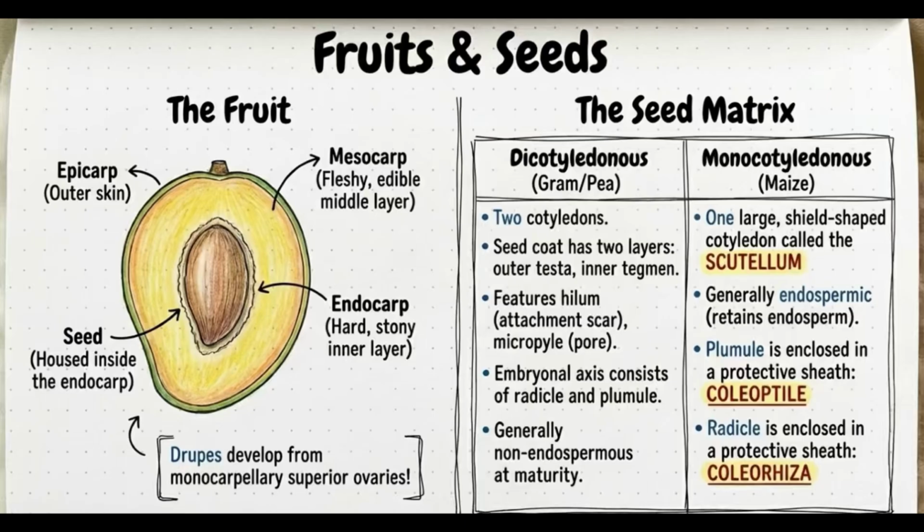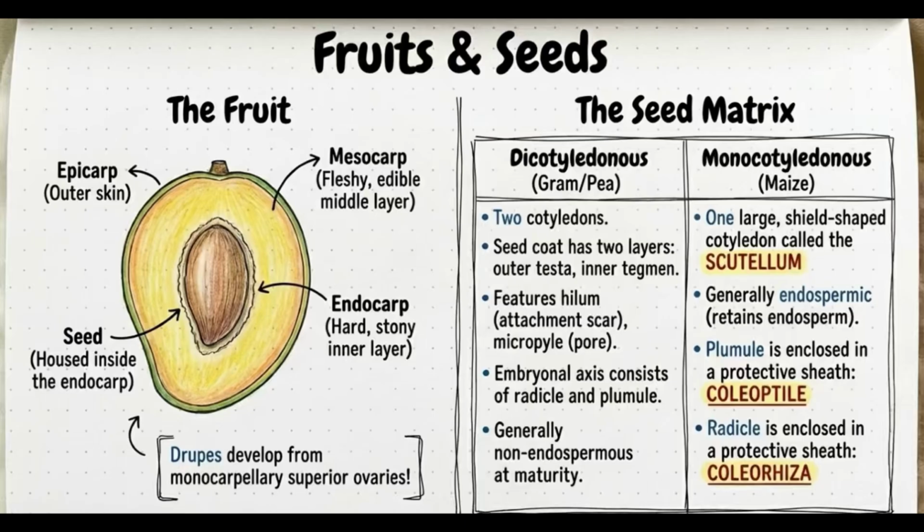But monocot seeds, like maize or corn, play by different rules. They don't absorb all their food into the leaf. They are endospermic. So they keep a separate, massive tissue of nutrient reserves. Exactly. They only have one large, shield-shaped cotyledon called the scutellum. But what really stuck out to me here is how armored the monocot seed is.